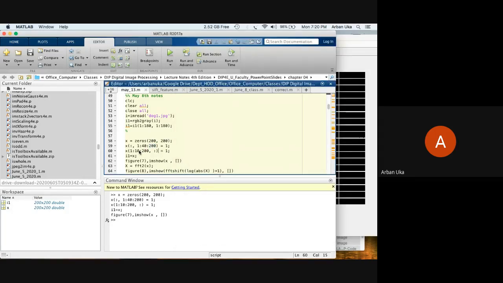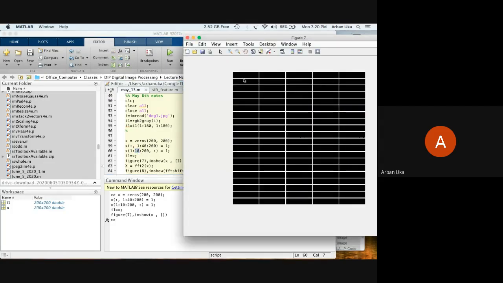Along the rows, every 10 rows we make ones. So that's why we see here that we have more horizontal lines than vertical lines. And then apparently we make up an image which is I1.